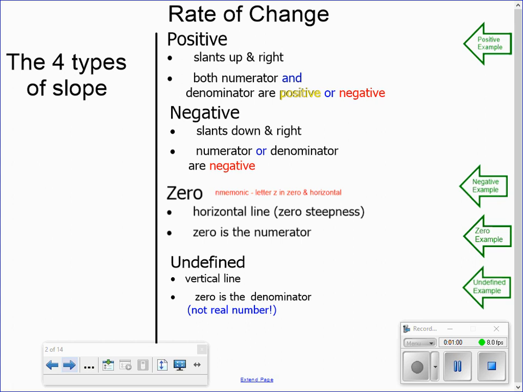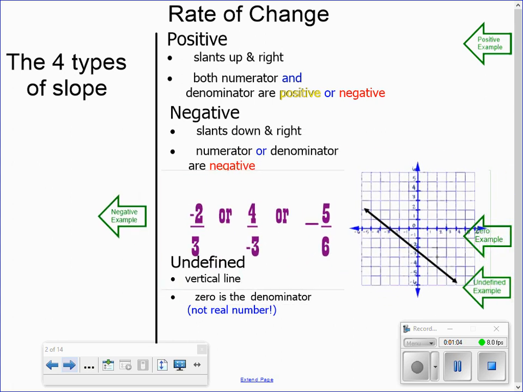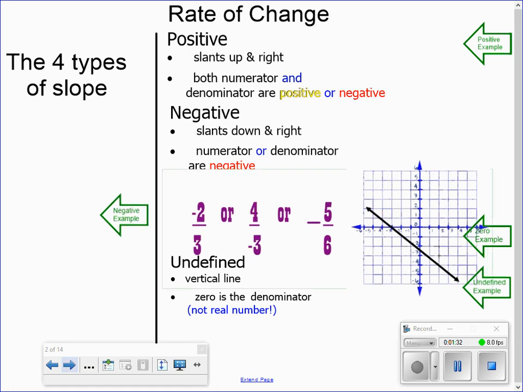When we talk about negative slopes, these are slopes that slant down and to the right. So for negative slopes, they slant down to the right, like we have here. And either the numerator or the denominator will be negative. So either the top or the bottom will be negative, or the negative will be pulled out to the front of the fraction. So if we're looking at a graph, you're looking from left to right, slanting down, or one negative sign located somewhere throughout that fraction.